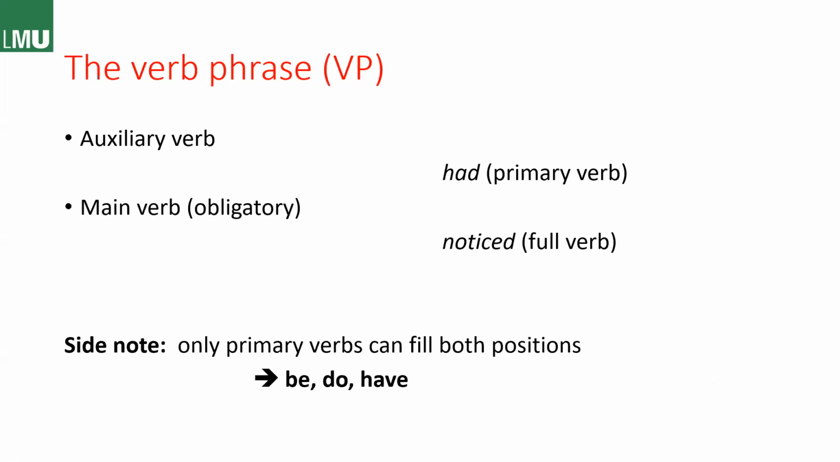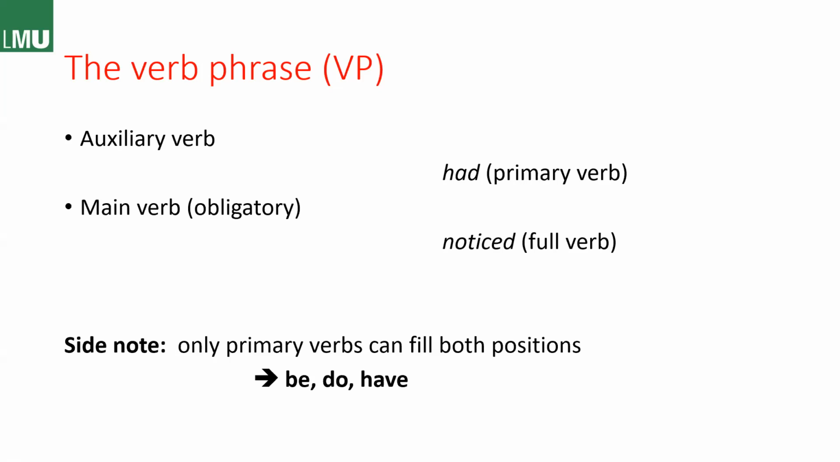We have the obligatory main verb, which in my example is "noticed", a full verb, word class wise, and the auxiliary verb, which doesn't have to be there, but in our example we have one, is "had". So all the auxiliary verb does is modify the aspect or the tense of the main verb. And in this case, it puts the whole construction into the past.